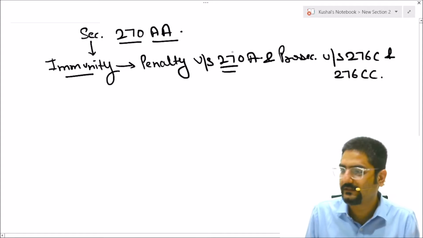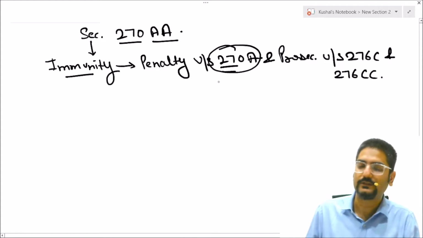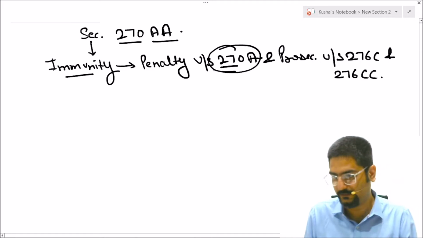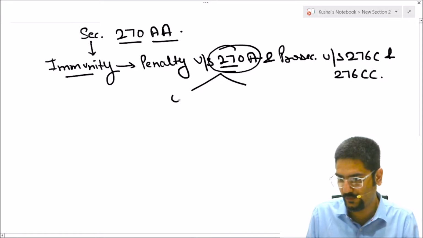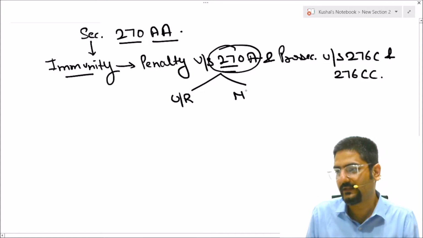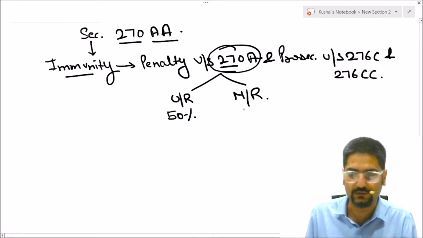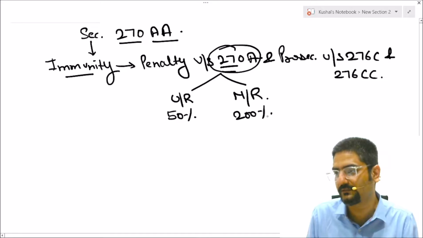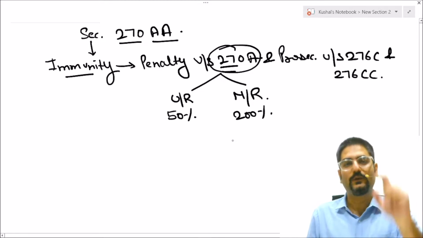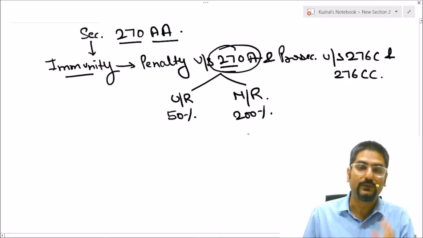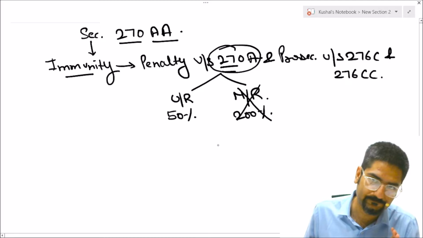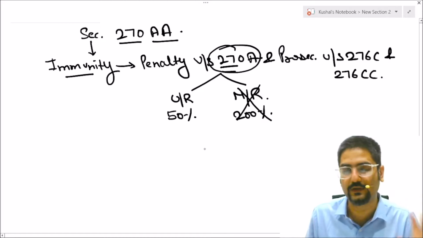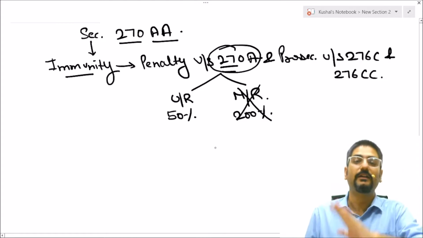In the majority of cases, the department levies penalty under section 270A for under-reporting as well as misreporting of income. There are two types of penalty imposed under this section: one is under-reporting and the second is misreporting. Under-reporting penalty is 50% of the tax evaded, and misreporting penalty is 200% of the tax evaded. A very important point is that immunity for misreporting will not be granted. It is restricted, and it is not allowed under section 270AA.